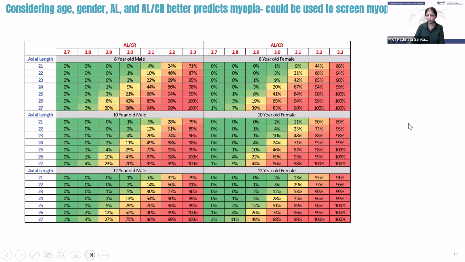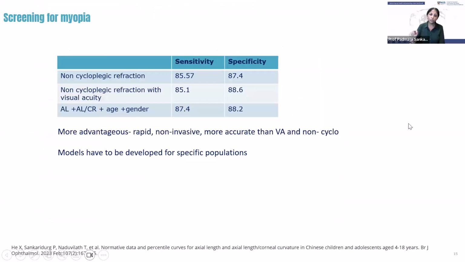What we then did was to compare the sensitivity and specificity of this model to the models that I presented previously, which are non-cycloplegic refraction and non-cycloplegic refraction with visual acuity. And what you see is that the sensitivity and specificity of this model is as good as using non-cyclo with VA, which we saw previously had the highest net benefit.